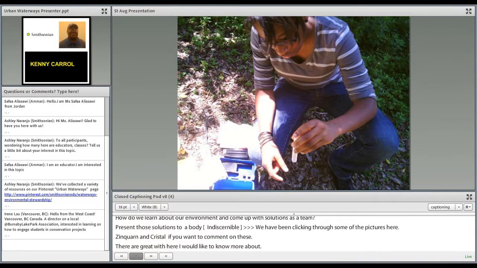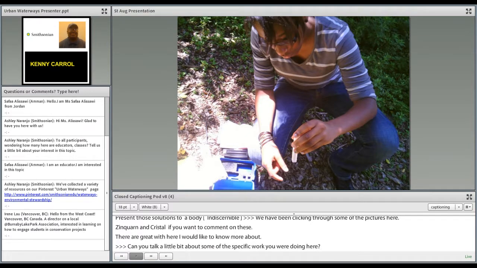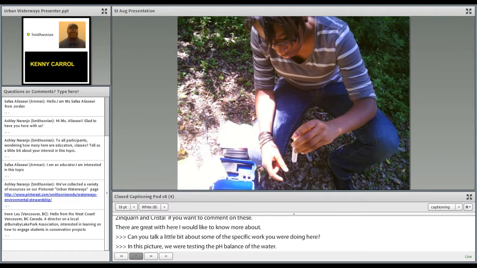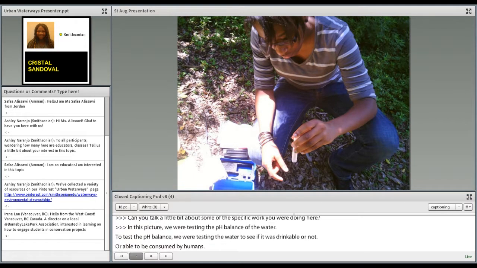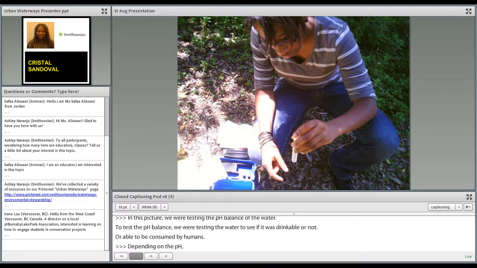Well, in this picture, we were testing the pH balance of the water, and to test the pH balance, that basically means that we were testing the water to see if it was drinkable or not, or able to be consumed by humans. And also, depending on the pH, different fish live in different levels, and in neutral pH, just like we drink the water. So if it's not drinkable for us, it's not a survivable pH level for the fish.